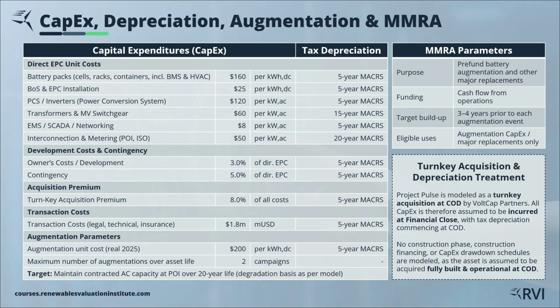The second block covers development costs and contingencies. Then we'll move on to the acquisition premium, which is a turnkey acquisition premium on total project costs. And the last block we are going to cover in this lesson are our transaction costs, which are legal, technical, and insurance fees at financial close. You can also see assumptions on tax depreciation, augmentation costs, and the major maintenance reserve account. We'll keep those for the upcoming lessons once the basic capital expenditures are in place.